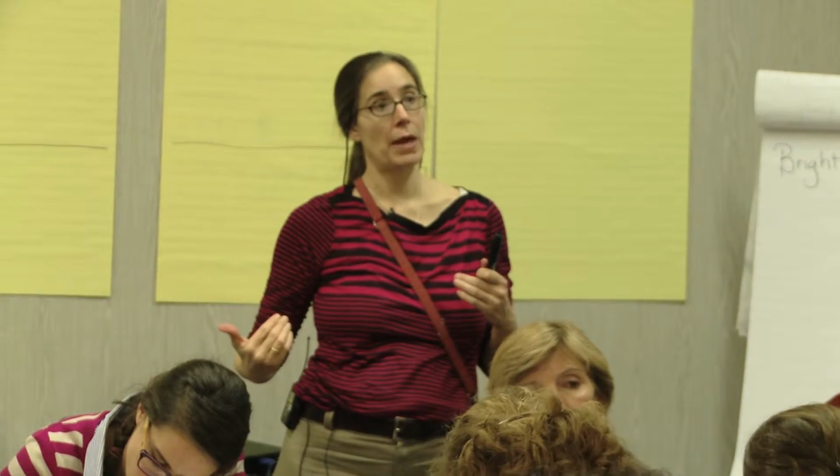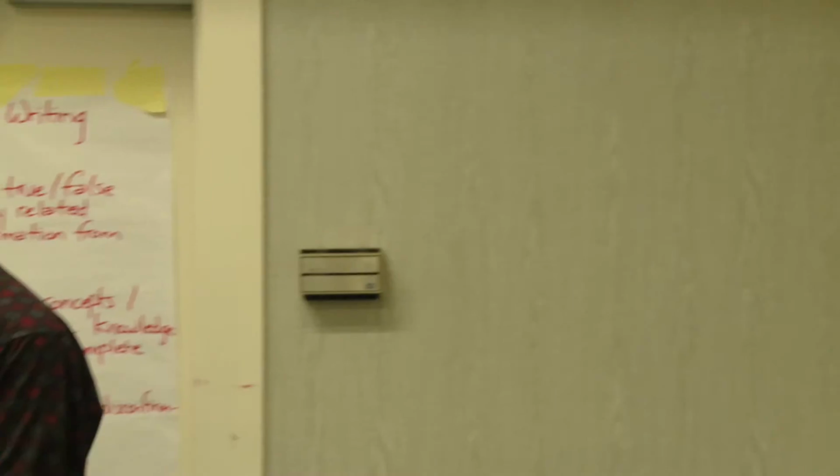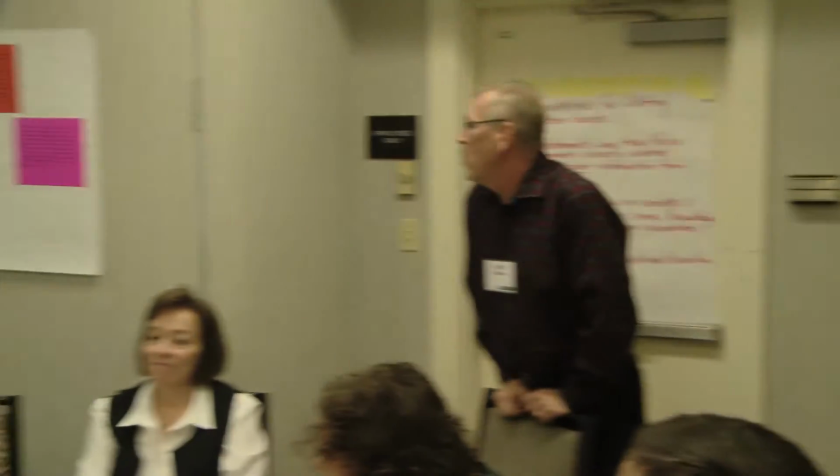And then after they've read, they can come back together. Which ones were right, which ones were wrong. So that's a way they're monitoring their comprehension. Maybe they're going back into the text. I'm going to ask this table over here. The Navigation Act gave directions to the Port of Boston. So what's our agreement? Okay, as a consensus. We'll read to find out. They don't have to be right or wrong necessarily, but the answer has to be in the text.